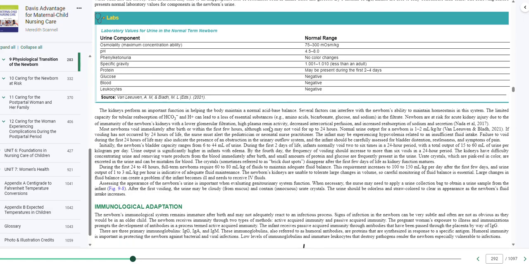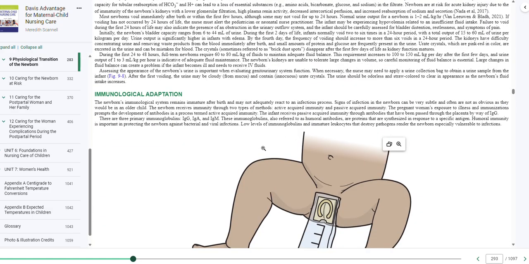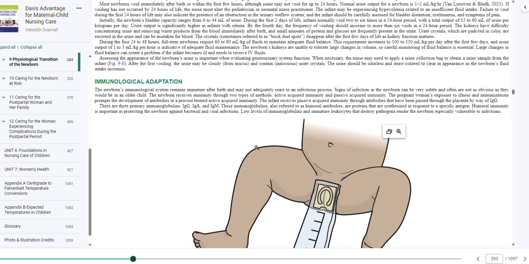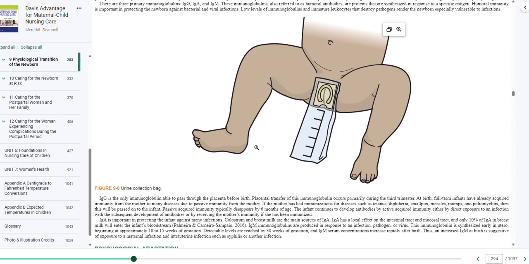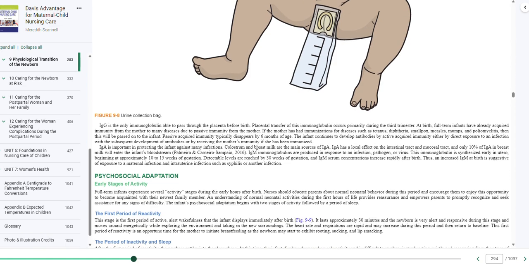We're flipping on over. We're going to immunological adaptation. Okay? And we're going to talk about this IgG and IgA. Okay? The IgG is the only immunoglobulin to pass through the placenta before birth. Okay? Full-term infants acquire immunity from their moms.